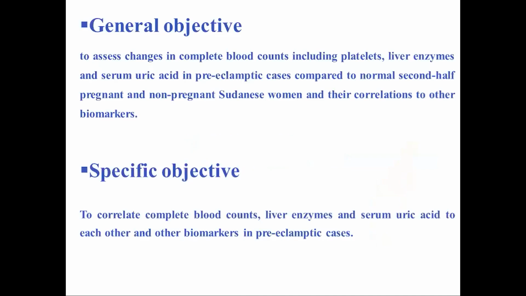So the objectives of our study were to assess changes in complete blood counts, including platelets, liver enzymes, and serum uric acid in preeclamptic cases compared to normal second-half pregnant and non-pregnant Sudanese women and their correlations to other biomarkers. The specific objective was to correlate complete blood counts, liver enzymes, and serum uric acid to each other and other biomarkers in preeclamptic cases.